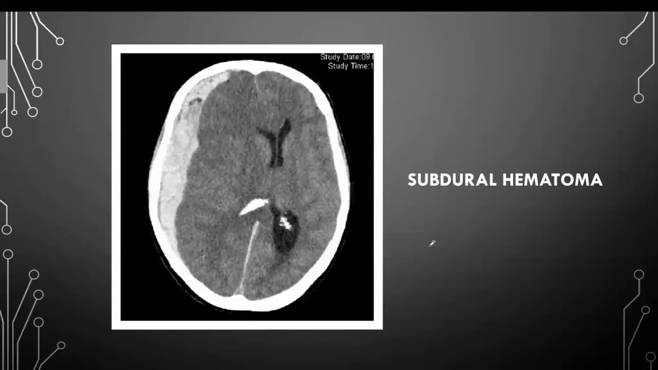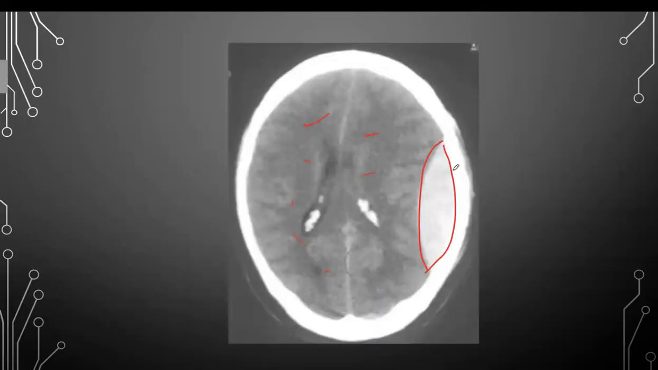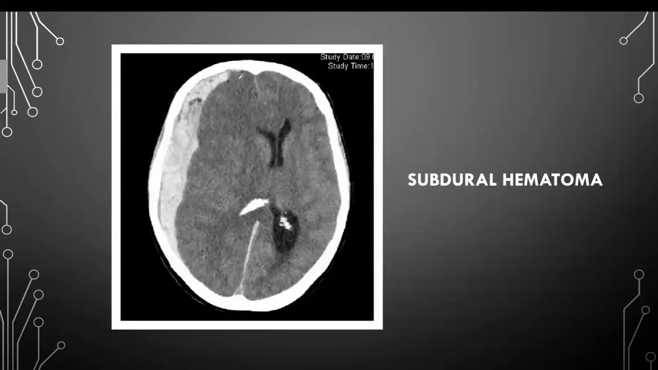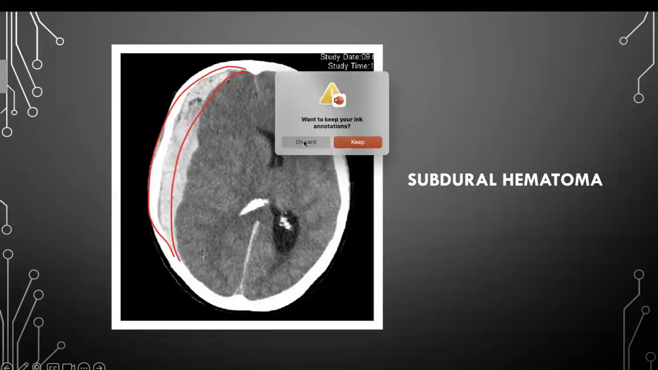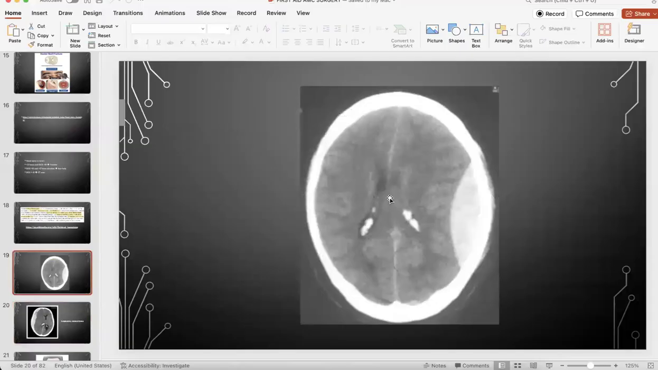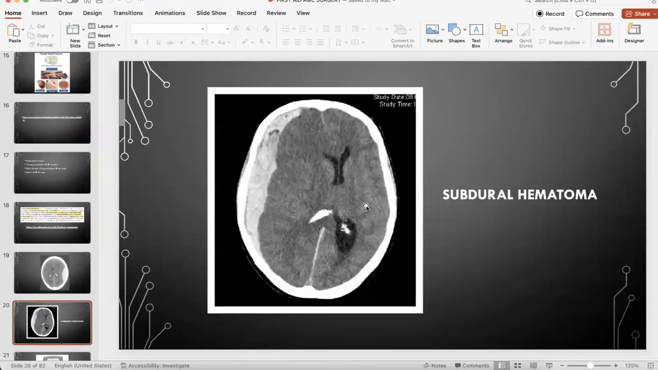How about subdural? In subdural hematoma, you don't get biconvex like this. You get kind of a crescent shape. If you see here, it looks like a crescent, right? So when you get a crescent-shaped shadow, that's subdural, and when you get this biconvex shape, that is epidural.